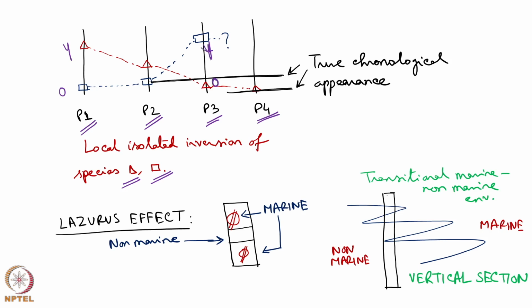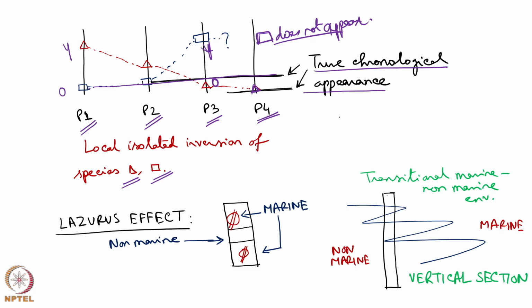What can be the reason? What can be the explanation? Here we go for the lowest appearance amongst all the known sections of the triangle. This is the lowest appearance and we call it the true chronological appearance. And we do the same thing with the rectangle. Where is the lowest appearance? By the way, here this rectangle does not appear possible. Here is the lowest appearance. So, I draw this and call it the true chronological appearance.